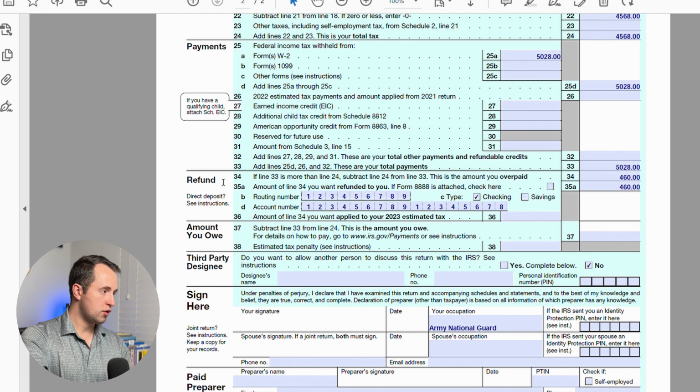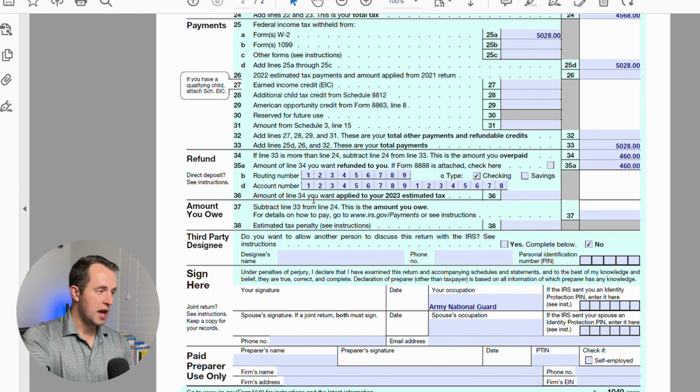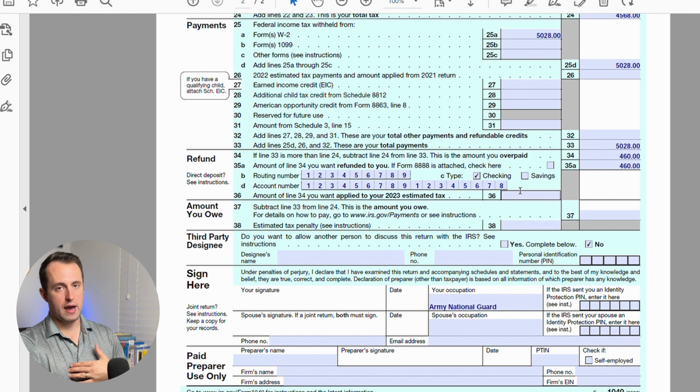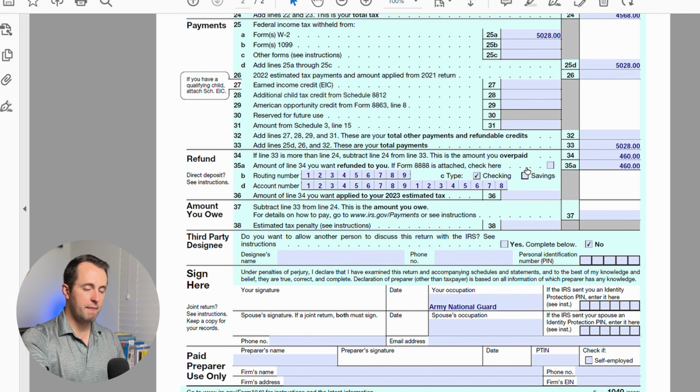And then the next section, 35B and D, as well as C, just select based on your bank, what the routing number is, what your account is, and whether it's a checking or savings. And this is going to help you get your tax refund more efficiently by having it automatically deposited versus receiving a paper check.